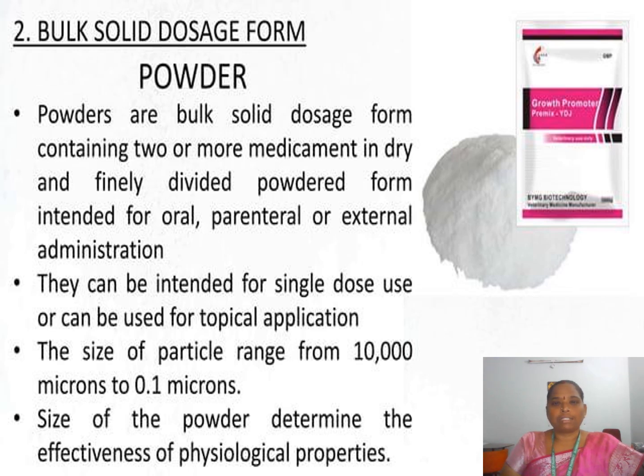Next one is bulk solid dosage forms, in that, powders. So powders are bulk solid dosage forms containing two or more medicaments in dry or finely divided form, intended for oral, parenteral or external administration. And it can be intended for single dose use or for topical applications for several uses. The size of the particles in powders ranges from 10,000 microns to 0.1 micron, and the size of the powder determines the physical property and effectiveness.